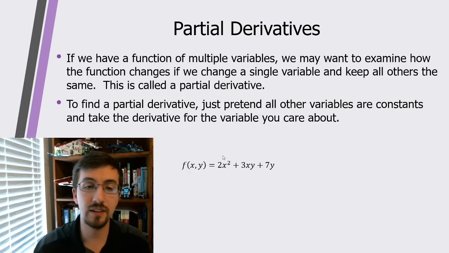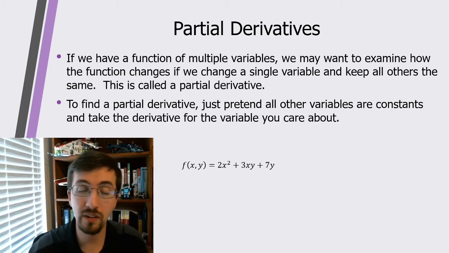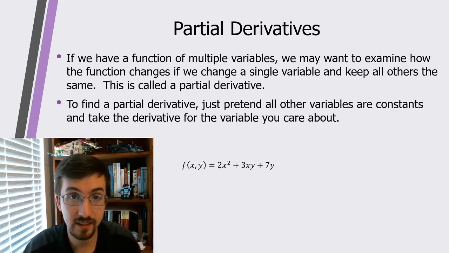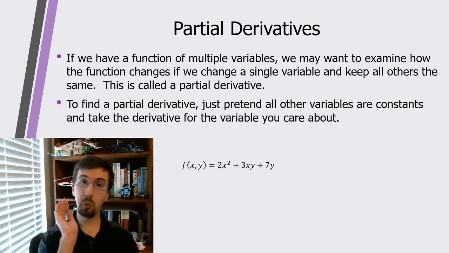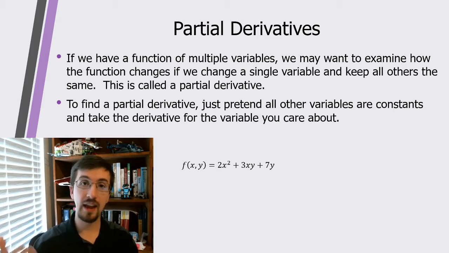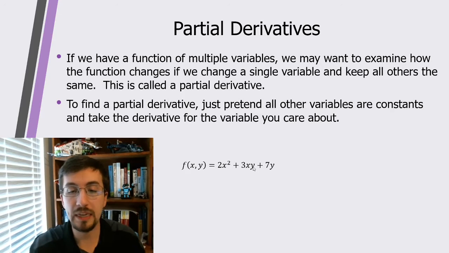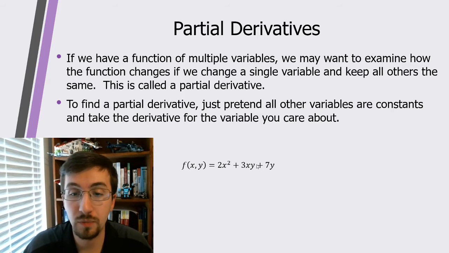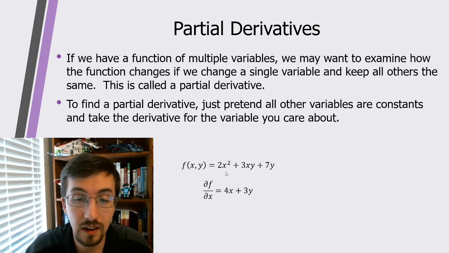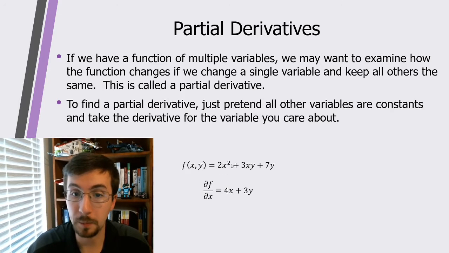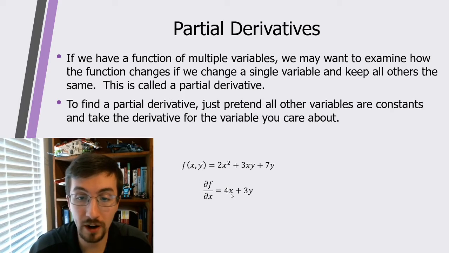If we wanted to find the partial derivative with respect to x, that means we hold y constant and we change x. How does it change if we're holding y constant and we change x? We essentially just pretend that all the y's are just constants. And so we look at our first piece. There is no y in this first piece, so the derivative of this is just 4x.